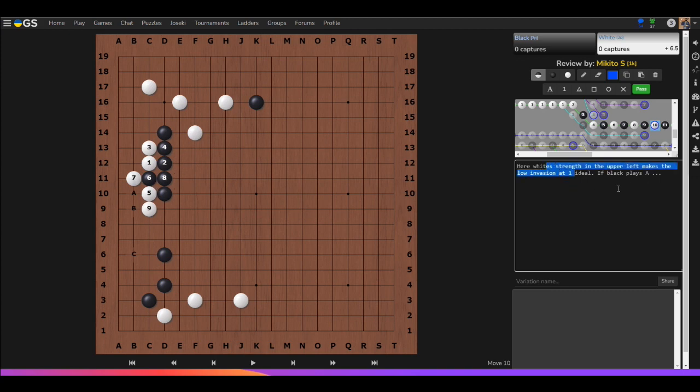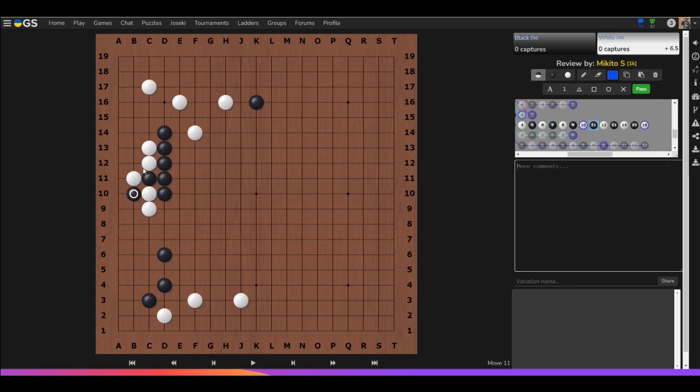Here, white strength makes the low invasion at one ideal if black plays A. So if black plays to kill these stones, right, this is very normal behavior for black, right? You set up a Atari here, which creates like a double Atari type thing, right? You get a kill out of it. But the thing is, white gets one eye and then gets another and undercuts these stones severely. This is extremely successful for white.